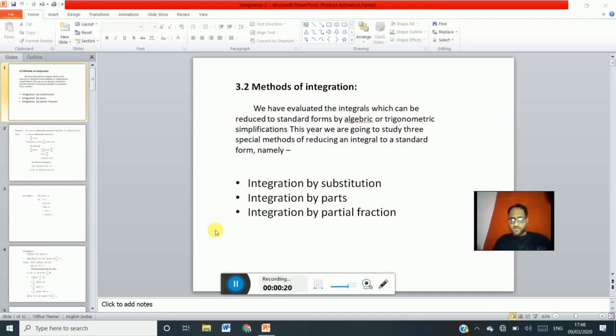So the methods of finding the integration. We evaluate the integral which can be reduced to standard form by algebraic or trigonometric simplification. This year we are going to study three methods. First one is integration by substitution, second is integration by parts method, then integration by partial fraction. Some part of the partial fraction should be removed.